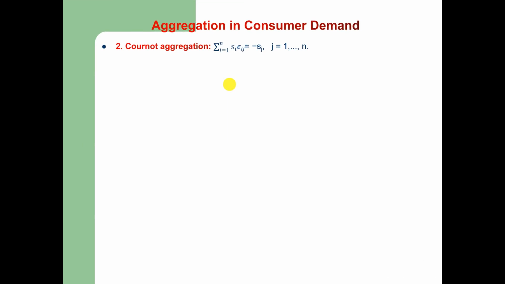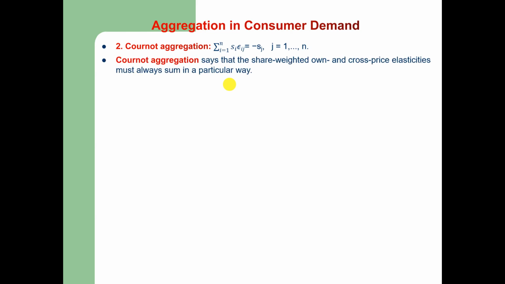After this, I would like to discuss the Cournot aggregation, and once again it says summation Si epsilon ij is equal to minus Sj, where j varies from 1 to n. This aggregation says that the share weighted own and cross price elasticities must always sum in a particular way. So what does this particular way mean?